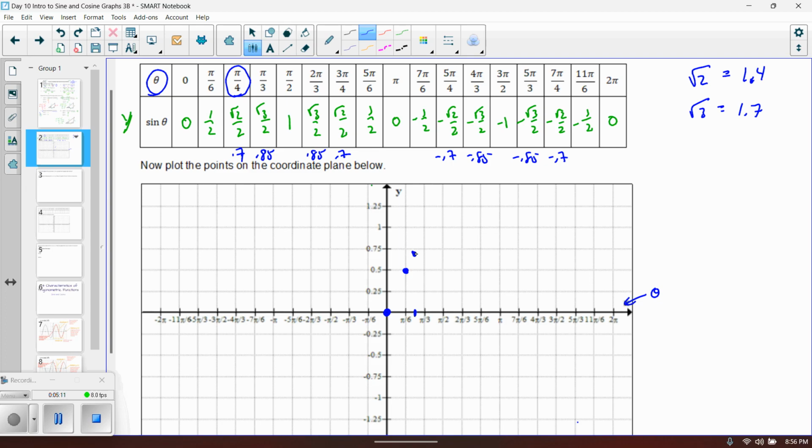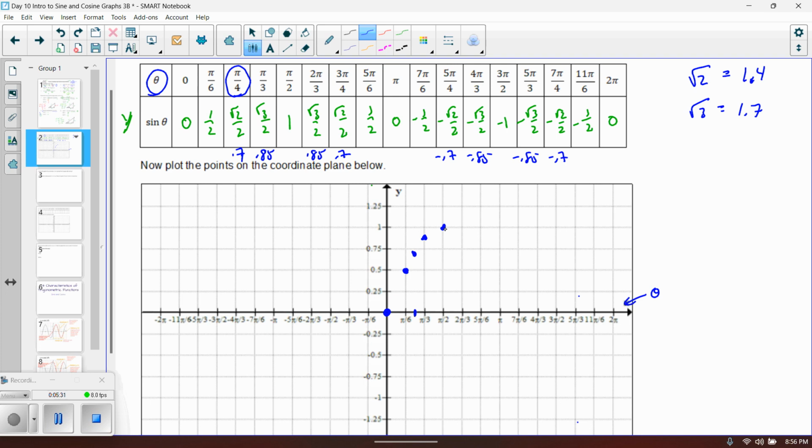All right, the next one is at pi thirds. That should be about 0.85. Well, that's going to be someplace in between the 0.75 and the 1. Just do your best to approximate. It should be somewhere in the neighborhood, somewhere around there or so. It's close. And then at pi halves, we should be at 1.